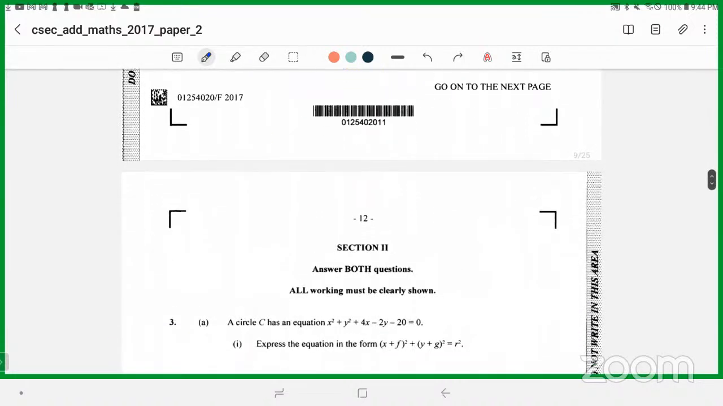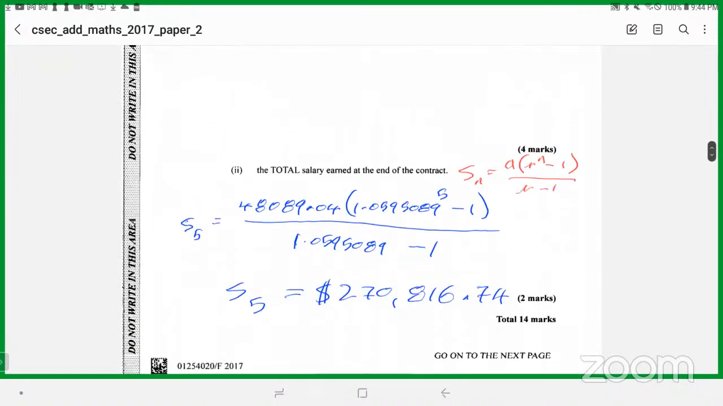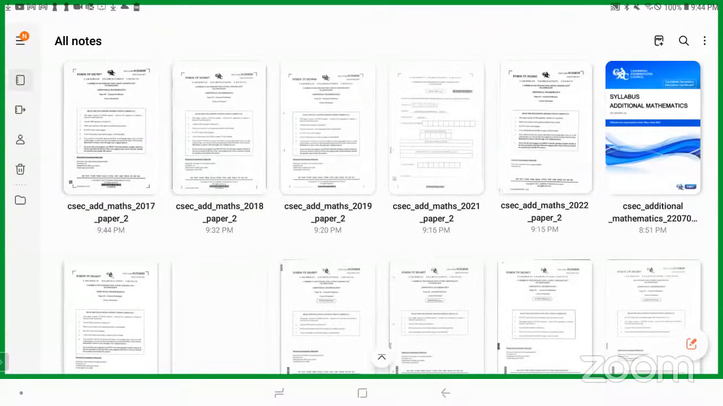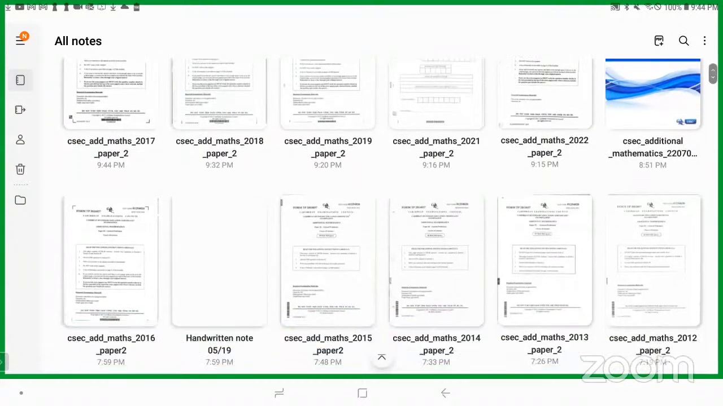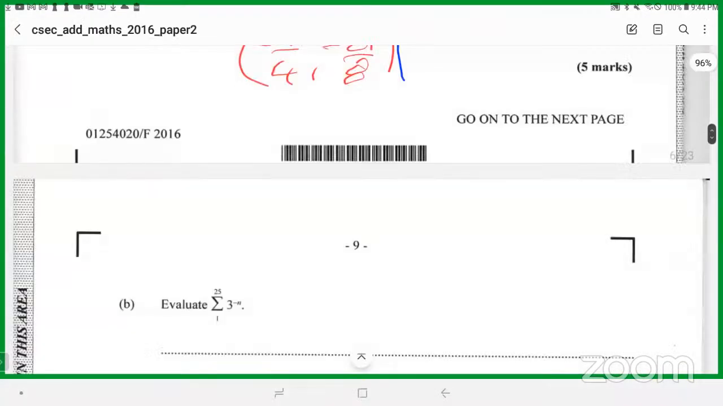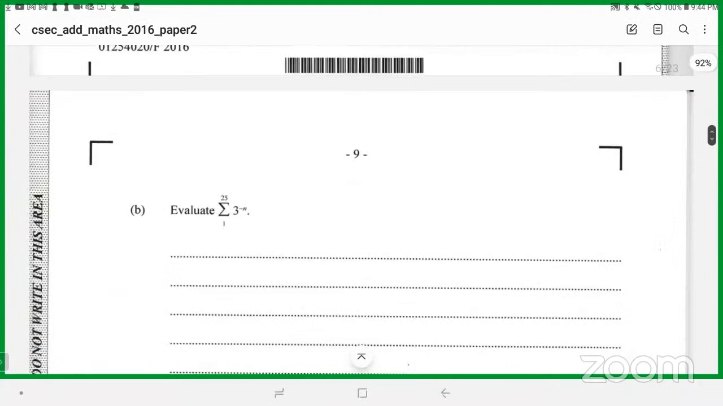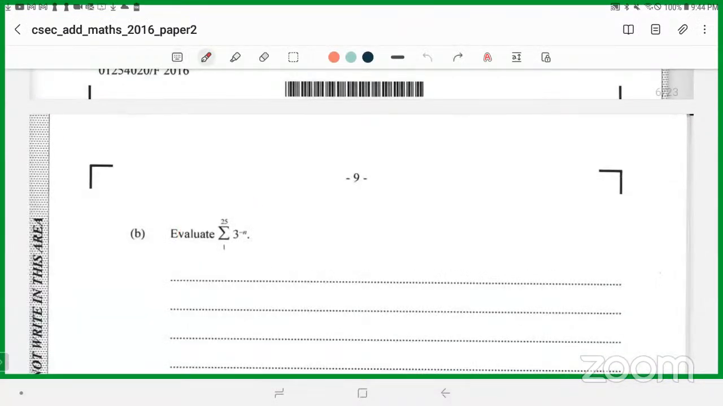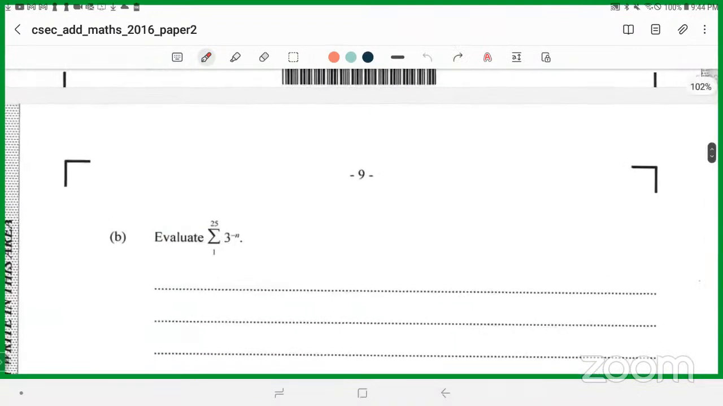All right, let's go to 2016. 2016 is right here. All right, so this is a serious question now. This is a summation and series. First thing, I wanted to work this out. This is a sum to 25 terms, right?